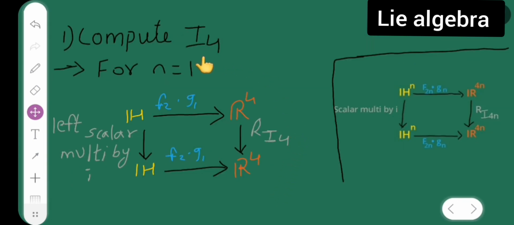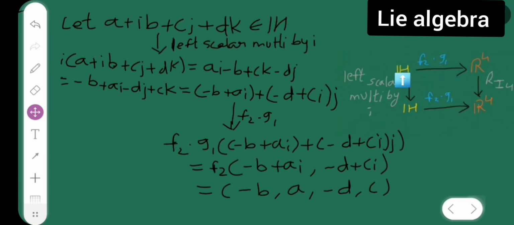This is my I4, and if I put n is equal to 1, this diagram will become, wherever there is n you have to put 1. It will look like this, the commutative diagram for I4. You all can write it down. I'll continue on next page. So here is my next page. I have drawn the diagram on this page as well.